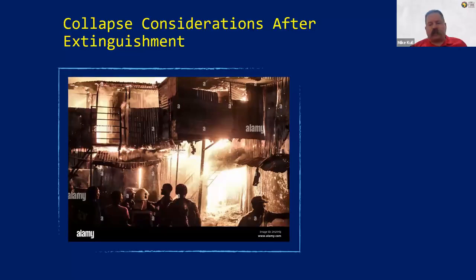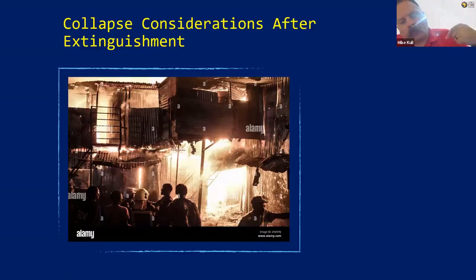All right. After we've extinguished the fire, we still have to think about collapse, even though the fire's out, as we do salvage and overhaul, right? We're going to go in there, look at this image here. You see things are burning, the fire's not out yet, but imagine that we're standing there and we can knock all that fire down and the fire's out. What are we going to do next?